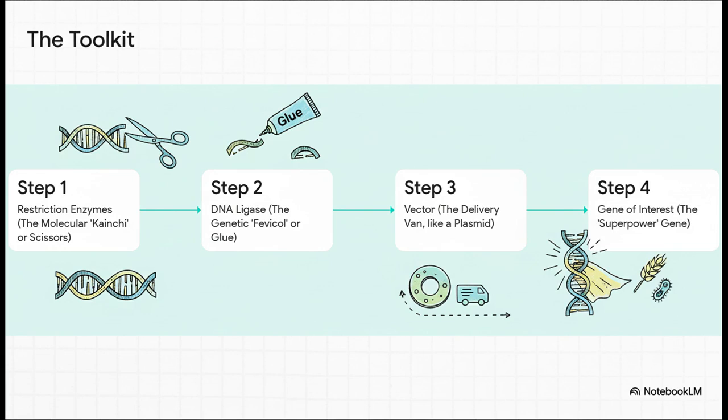First, restriction enzymes. Just think of them as tiny molecular scissors that cut DNA at very specific spots. Second, DNA ligase. This is our genetic Fevicol, the glue that sticks the DNA pieces back together. Third, a vector. This is our delivery van, which is usually a small DNA circle called a plasmid. It's what carries our gene into the new cell. And finally, of course, the gene of interest. That's the superpower gene we actually want to copy.